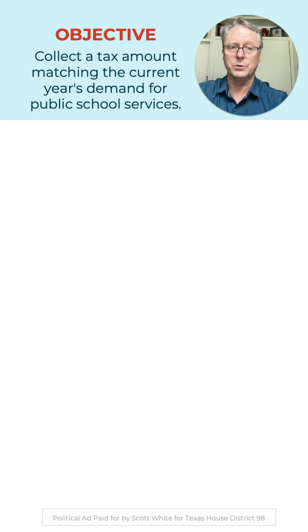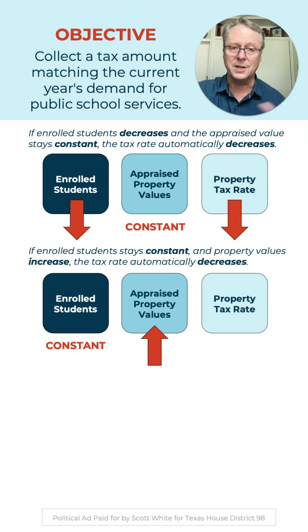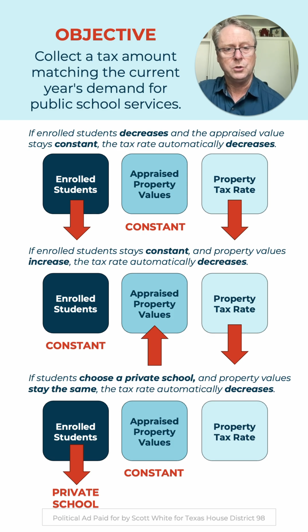So let's work through a few examples. So our objective here is to collect a tax amount matching the current year's demand for public school services. So if the number of enrolled students decreases and the appraised value stays the same, our tax rate automatically decreases. If the number of enrolled students stays constant and our property values increase, then the tax rate automatically decreases as well. And last, if the number of enrolled students choose a private school and the property tax values stay the same, then our tax rate automatically decreases. Therefore, the amount of taxes collected exactly matches the students who are attending public schools.